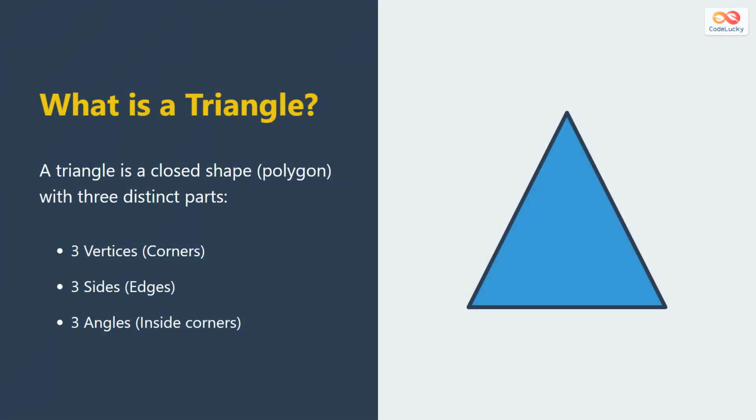First, let's define what we are looking at. A triangle is a polygon, which is just a fancy word for a closed shape with straight sides. It is defined by having exactly 3 parts of everything: 3 vertices, 3 sides, and 3 angles.